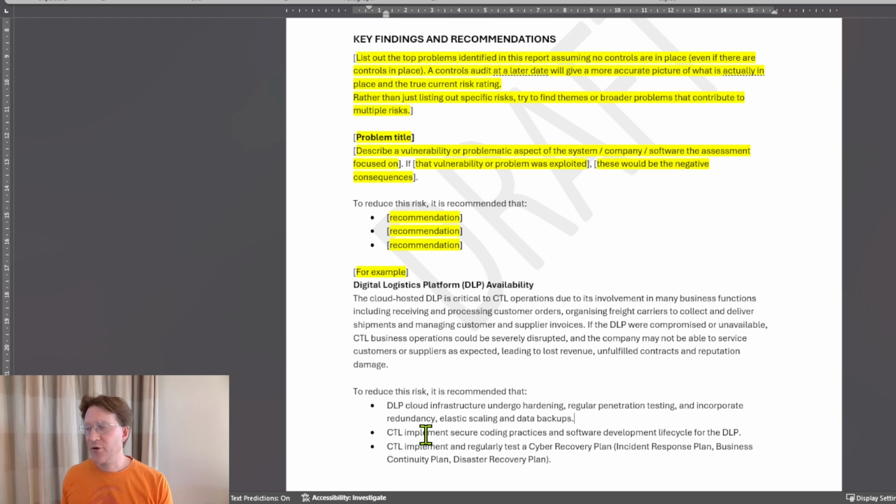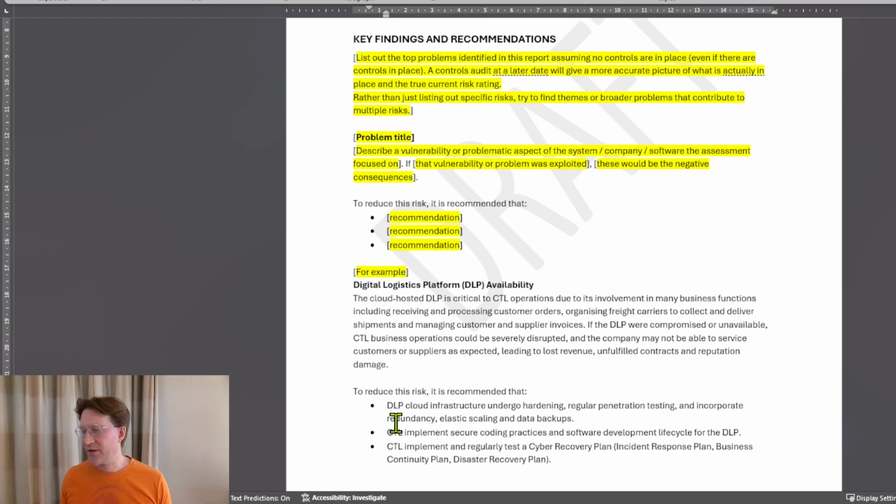We also need to make sure that we have secure coding practices and a software development lifecycle to ensure that we don't have a multitude of issues that could occur if things were not coded properly, if there were errors, if there were vulnerabilities. This could lead to many different issues. So we need to make sure that the development of the DLP is done properly.